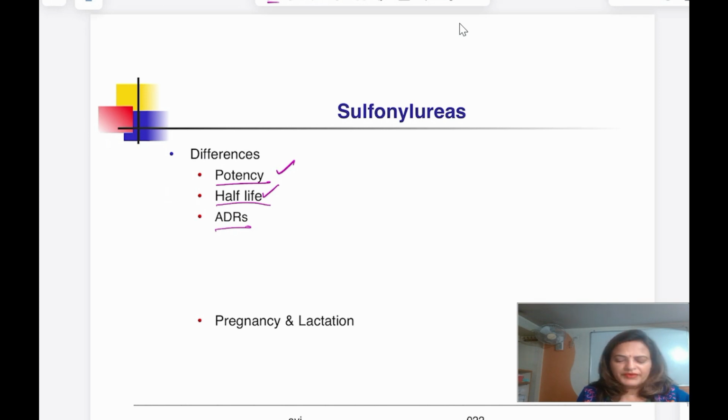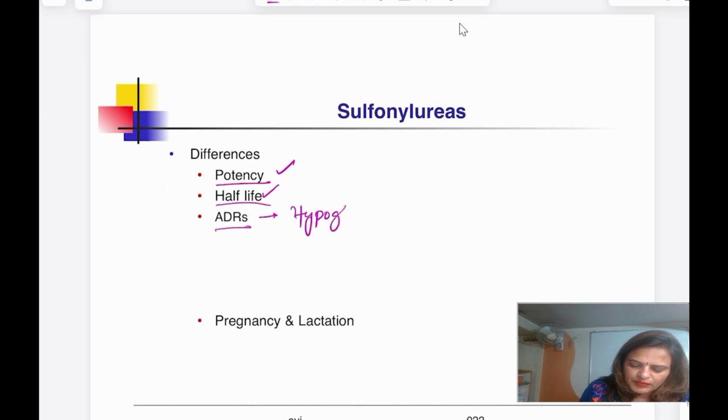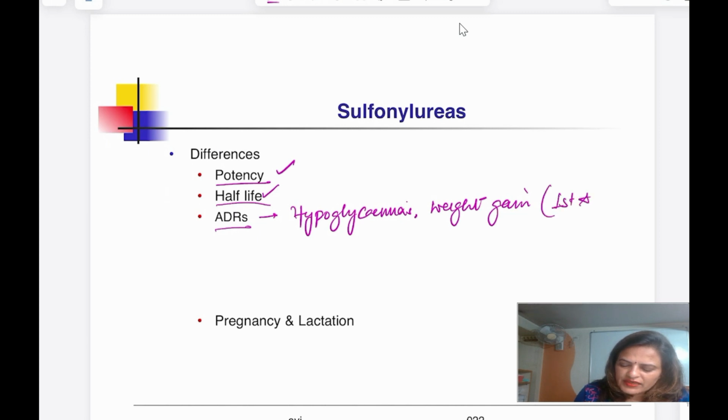Now coming to the adverse effects. The common adverse effects with almost all the sulfonylurea group of drugs are hypoglycemia and weight gain, seen with almost all first and second generation drugs. Only with glycoside, it does not show the weight gain. So where we do not want weight gain, we can put the patient on that.